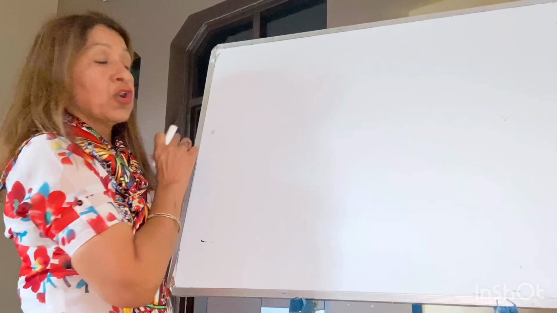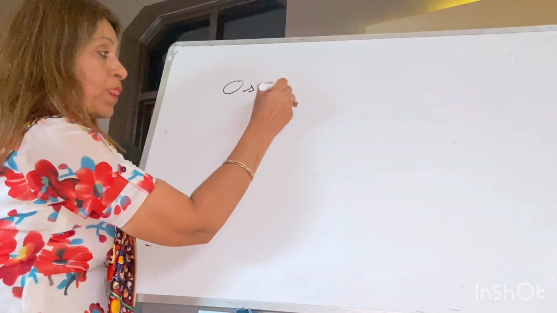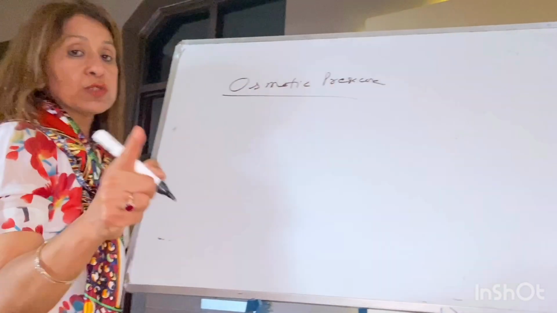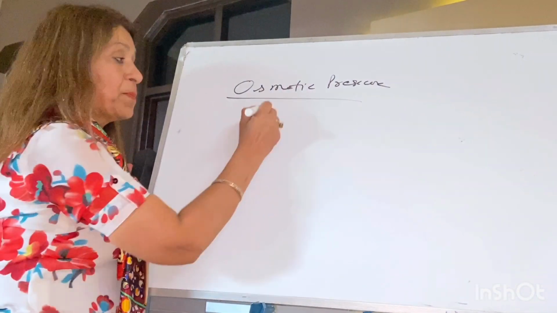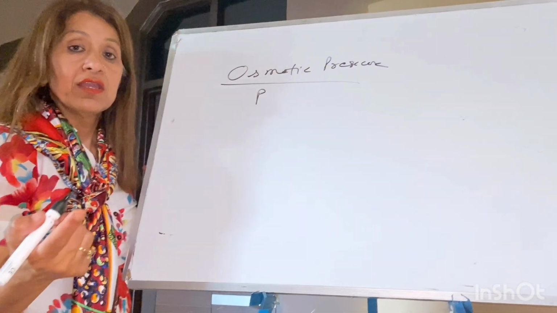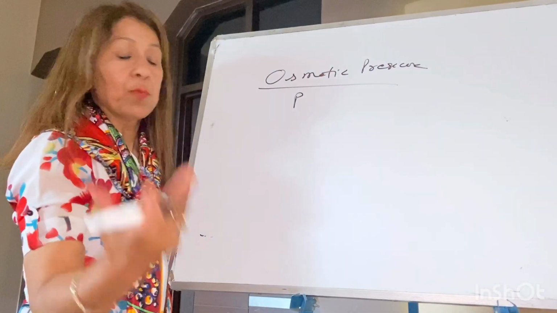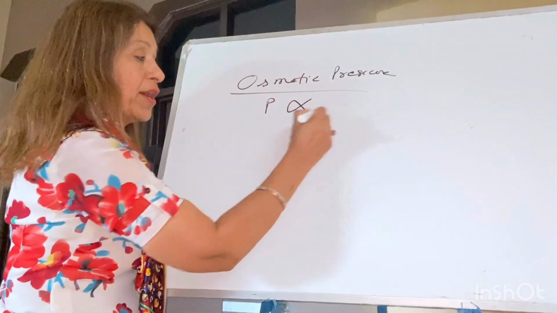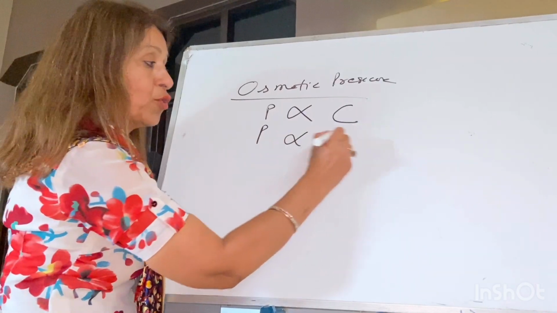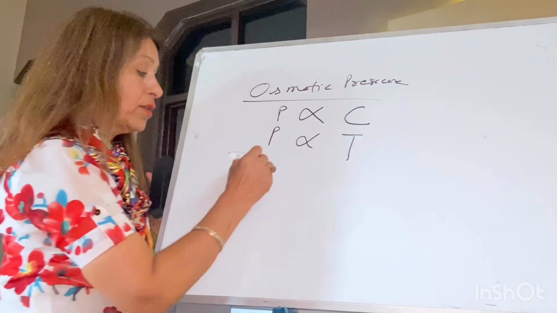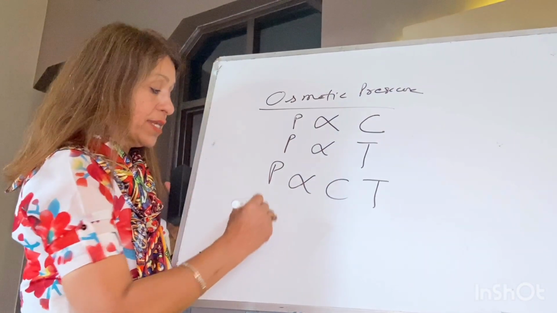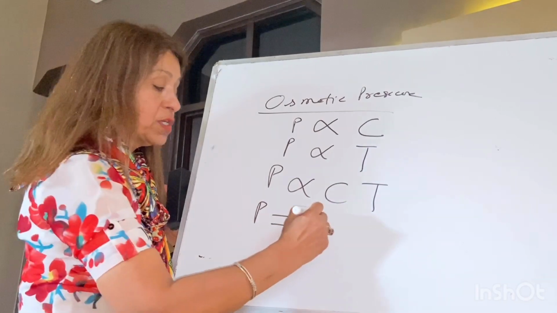Let us start osmotic pressure. Now it is clear: it is the pressure at which osmosis stops. It is represented by P or pi. So let us start deriving that it is a colligative property. Osmotic pressure is directly proportional to concentration. Pressure is directly proportional to temperature. Add it. This means pressure is directly proportional to CT. Make it constant, proportionality constant is R.